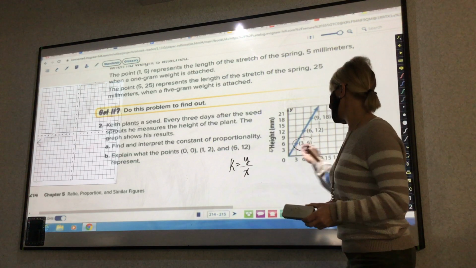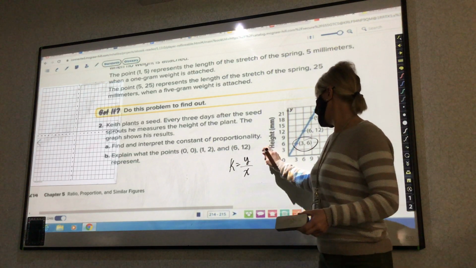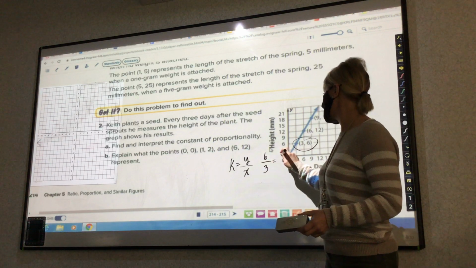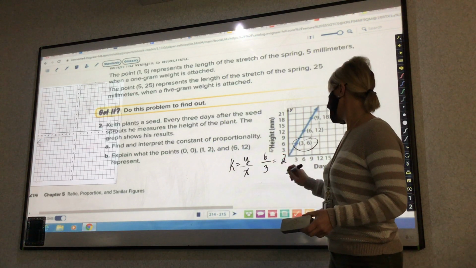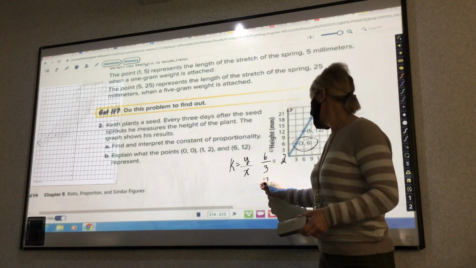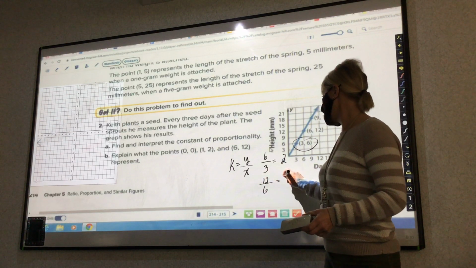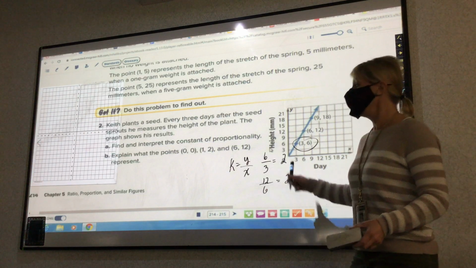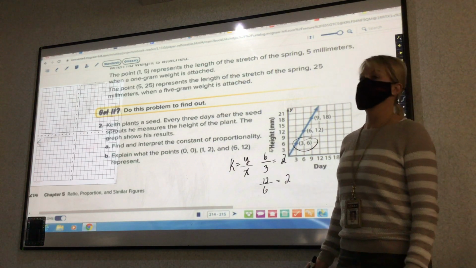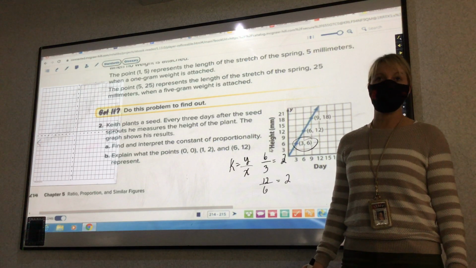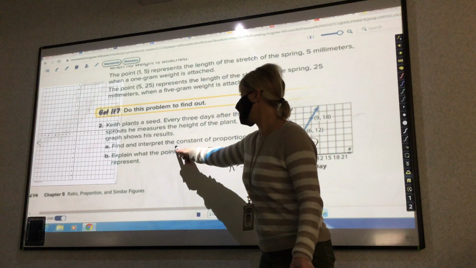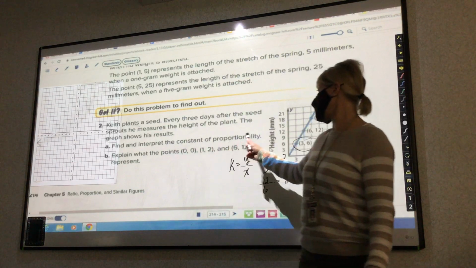So I'm just going to pick this point here. Y is 6. X is 3. So my constant is 2. Check it with another one. Y is 12, X is 6, so my constant is 2. Does it go through the origin? Yes. So is this line proportional or non-proportional? Proportional. So it just says find and interpret the constant of proportionality.